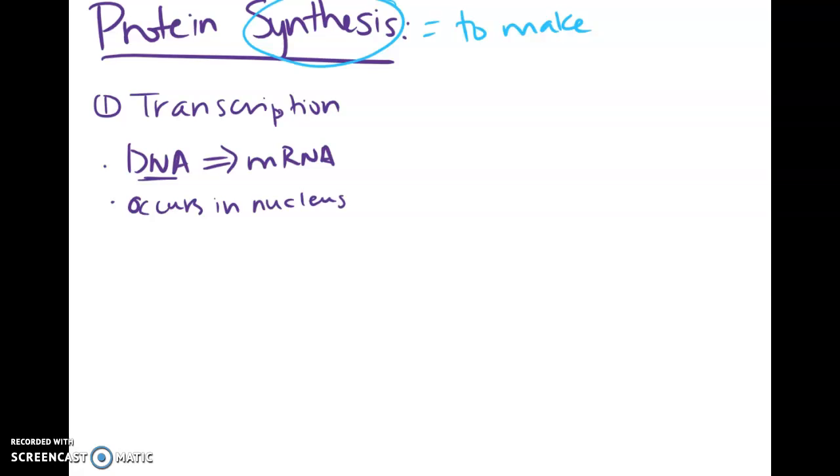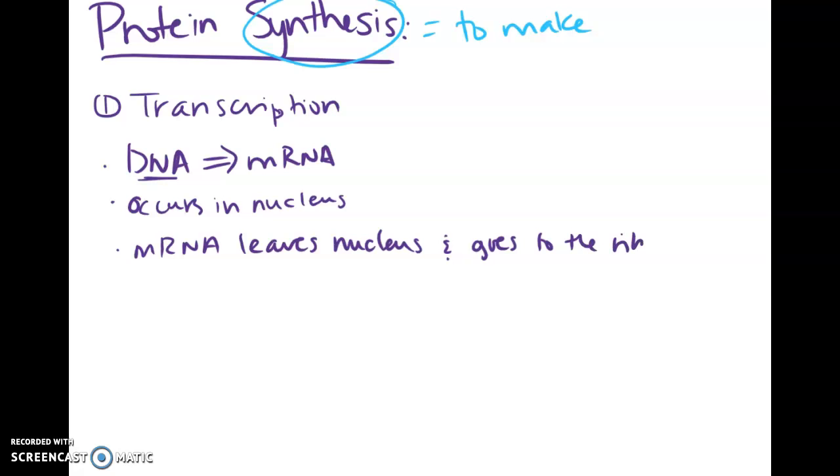And then what happens in transcription is that once the DNA turns into mRNA, the mRNA leaves the nucleus and goes to the ribosome. Right? And the reason why it's going to the ribosome is because the ribosome's main job is to make proteins within the cell. Right?